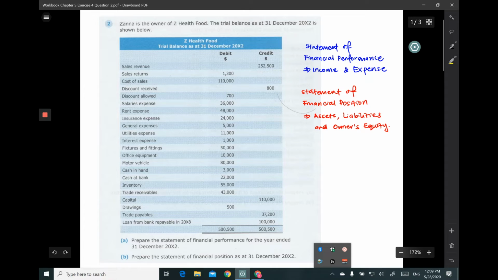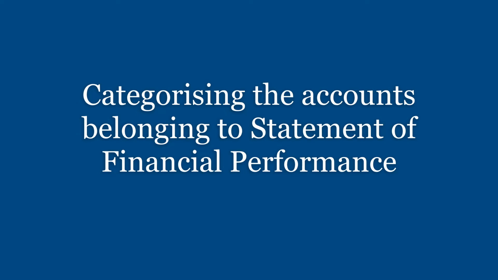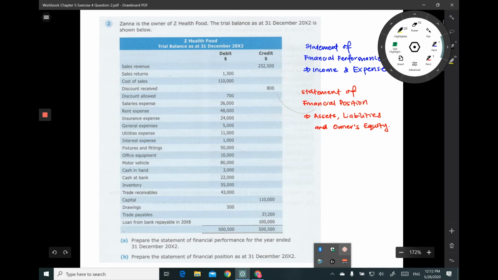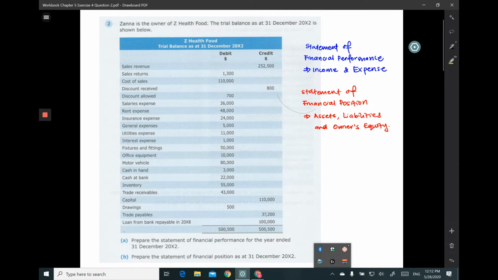Okay, so I'm going to start with labeling the accounts that belong to the statement of financial performance. When your numbers are presented like this, it makes it easier to identify which account is an income and which is an expense, provided that you know they are either income or expense accounts. Because if you follow the Alice rule, income should have a credit balance, whereas expense should have a debit balance. So I'm going to label them right now.